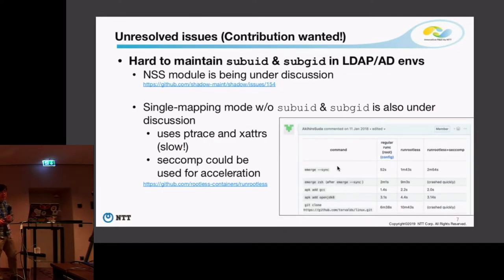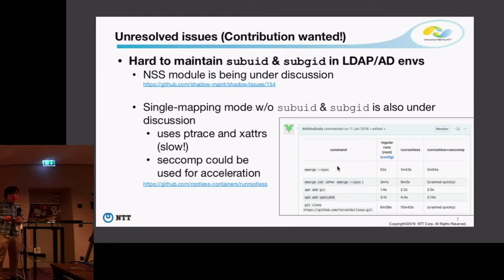But it's very difficult to configure the subuid file and subgid file in LDAP and Active Directory environments. So we're discussing adding some kind of NSS module, so you don't need a static configuration file like /etc/subuid and /etc/subgid. Alternatively, it's also possible to run containers without mapping sub-users. We can use ptrace and xattrs instead for emulating sub-users.